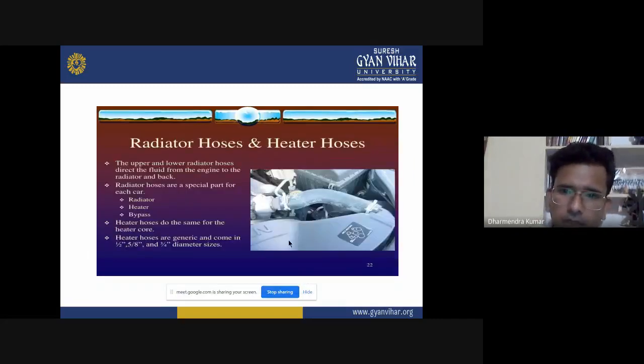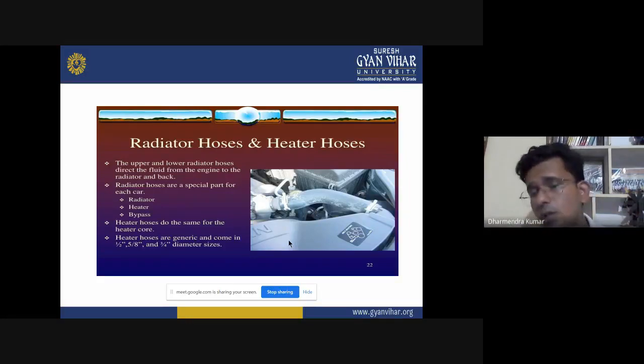Radiator hoses and the heater hoses. The upper and the lower radiator hoses direct the fluid from the engine to the radiator and back to the engine. Then there are hoses that are a special part to each other. The bypass hoses work as a bypass to the radiator and between engines. Heater hoses do the same for the heater cores.